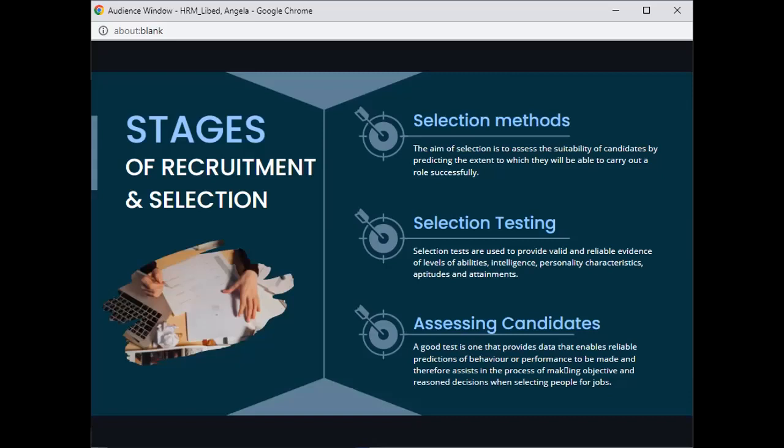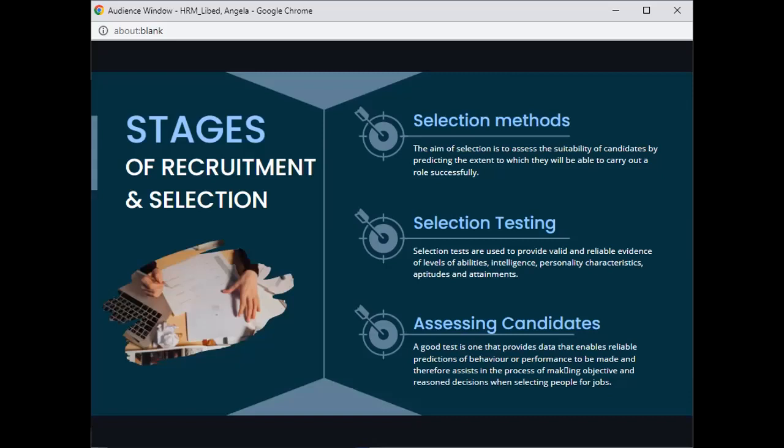Next is the personality test. So, madalas dito is yung mga situational questions. So, parang dito palang malalaman na nila kung paano ka magre-react sa isang situation.